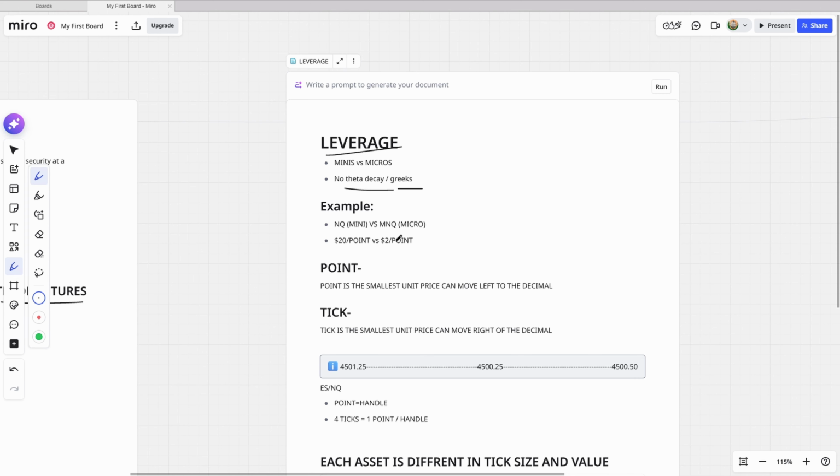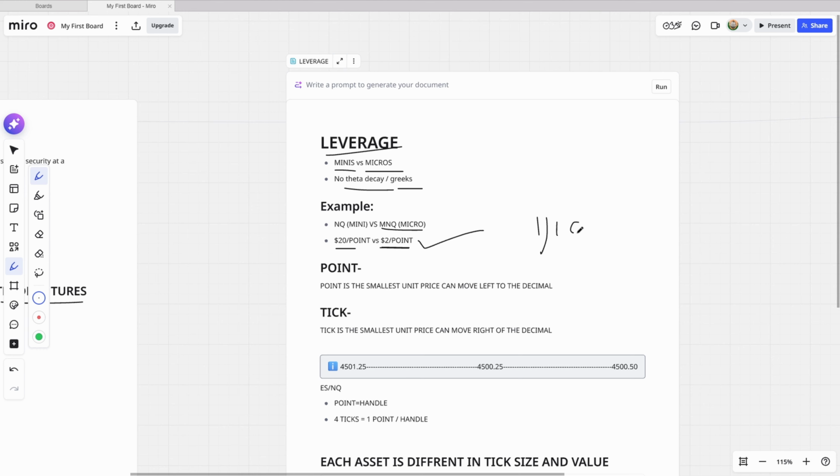There are generally two main contract sizes: minis and micros. Minis are the larger contracts. Micros are 1/10 the size of minis. For example, with NASDAQ futures, NQ, one mini contract moves $20 per point. One micro contract, MNQ, moves $2 per point. So the micro is exactly 1/10 of the mini.